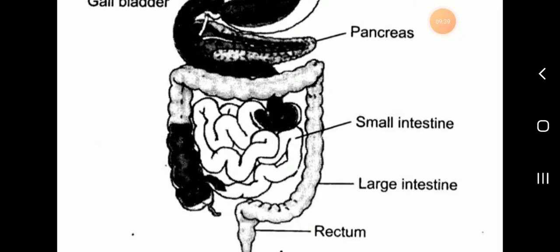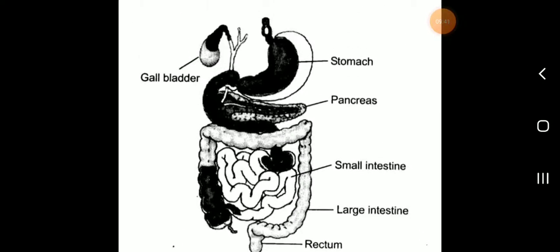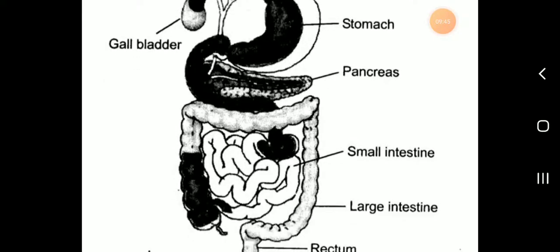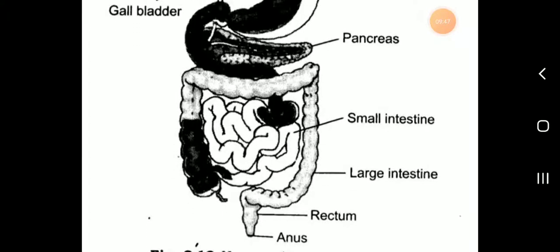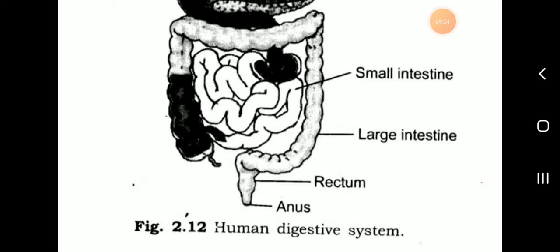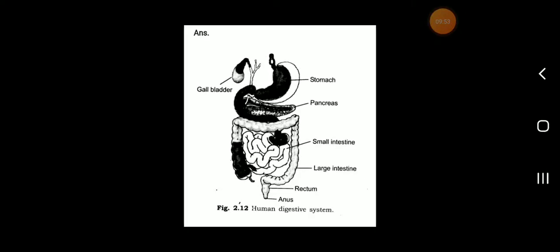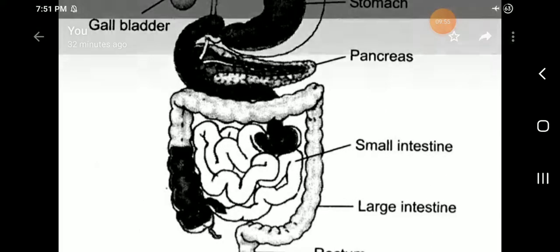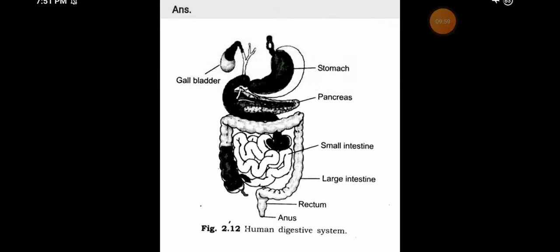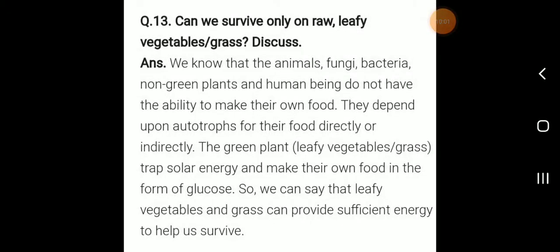Listen, students, the human digestive system. Okay, listen: gallbladder, stomach, pancreas, small intestine, large intestine, rectum and anus. That's all, students. That is the human digestive system. All of you practice this diagram, the human digestive system.